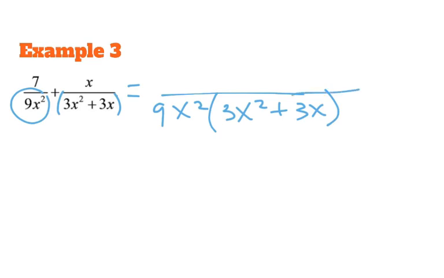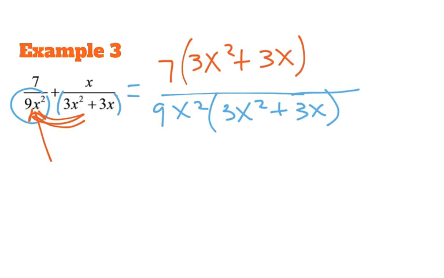And then I do have to counterbalance, because since I did that to each denominator, I have to make sure that I've done that to each numerator. So the first one, which just had a 7, we would have had to multiply by the 3x squared plus 3x, because originally the denominator was just 9x squared. So since I multiplied these together, over here on this side, I multiplied by 3x squared plus 3x, so I have to make sure I do that to the top. Okay, and then I'll write my plus sign.